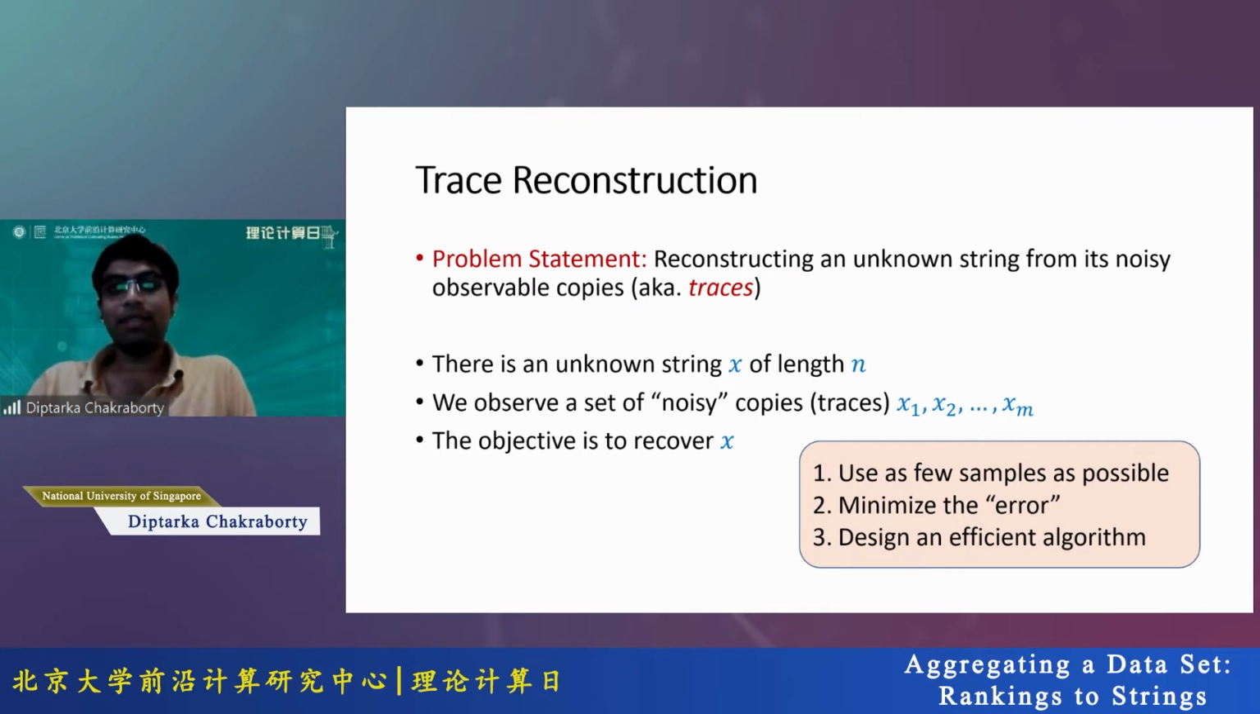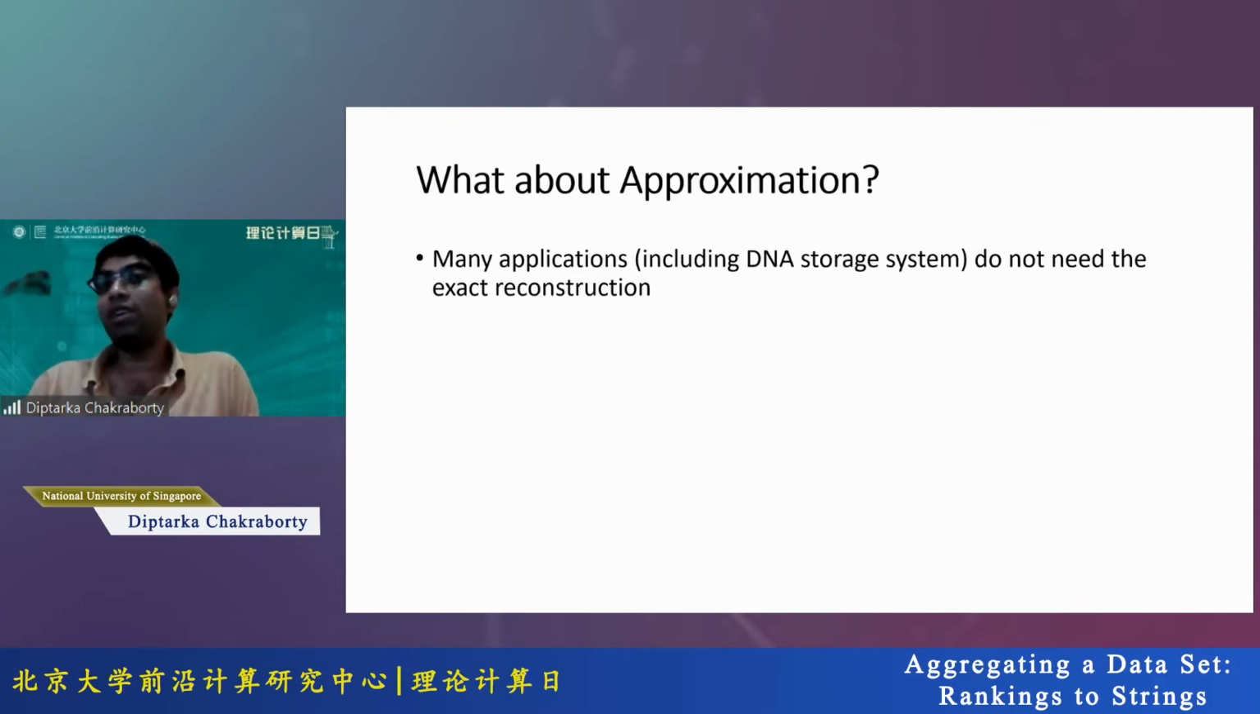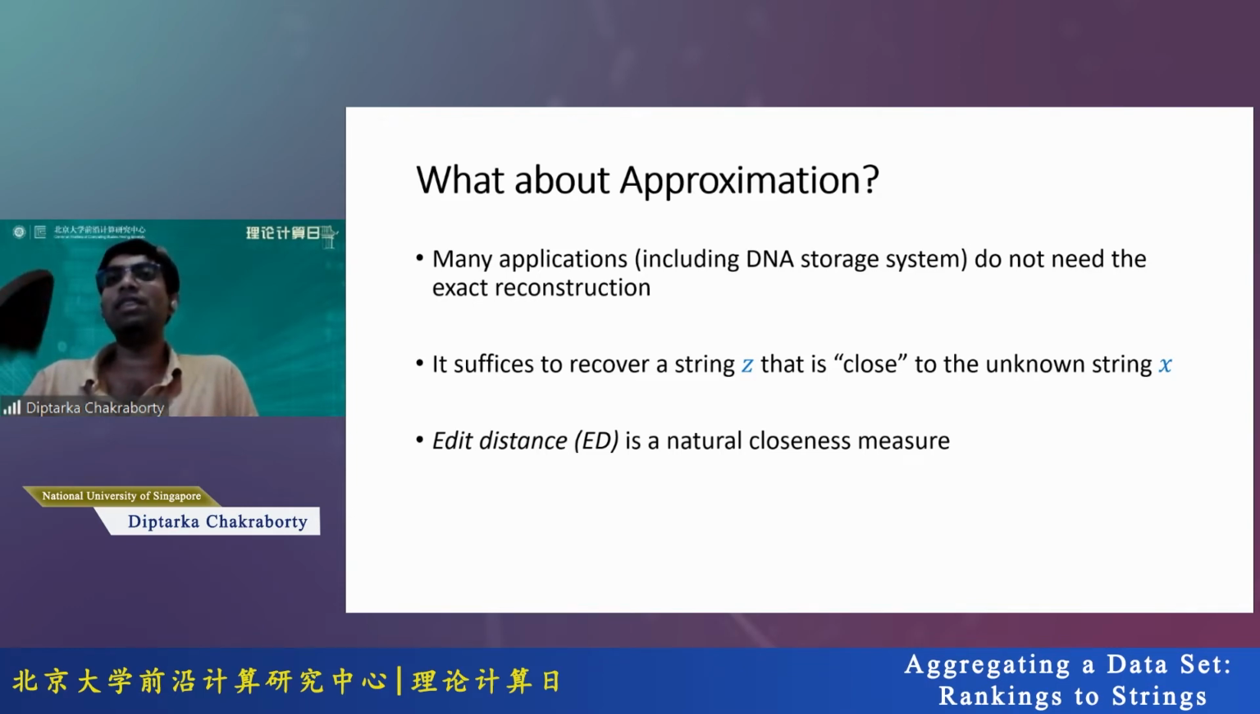Okay, so now let's proceed. What about approximation? I want to reconstruct the unknown string, but not exactly. Maybe I will allow some error. For example, in this DNA storage system, I do not need exact reconstruction. As I mentioned, there is some error correcting code involved while storing the data, so maybe I can allow 1-2% of error. So it suffices to recover a string Z that is close to the unknown string. And here again, one natural closeness measure is edit distance, because the strings we talked about are noisy copies, and these noises are basically edit noise. So edit distance makes sense here.